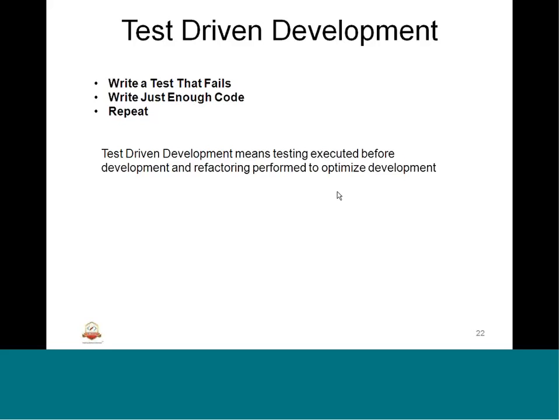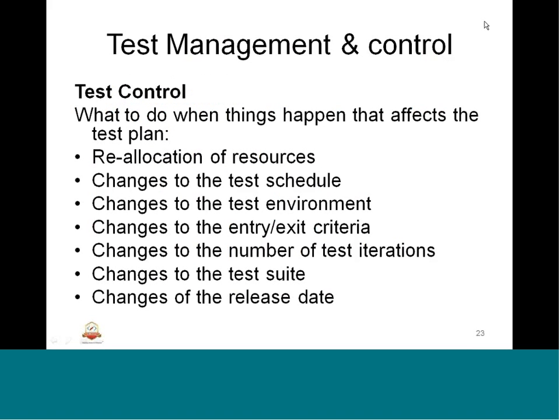Test management and control. This is also an important thing. Test control: how are you going to have these test artifacts managed and controlled? What to do when things happen that affect the test plan? You may have to revisit the test plan. Something got affected, something got changed. So what are those? Reallocation of resources, changes to the test schedule, changes to the test environment, changes to the entry exit criteria, changes to the number of test iterations, changes to the test suite, changes to the release date. These are some of the aspects that affect the test plan.